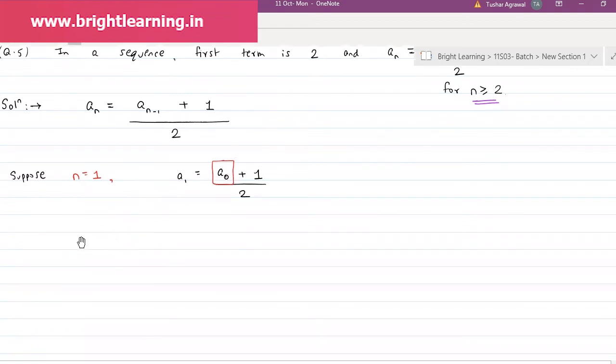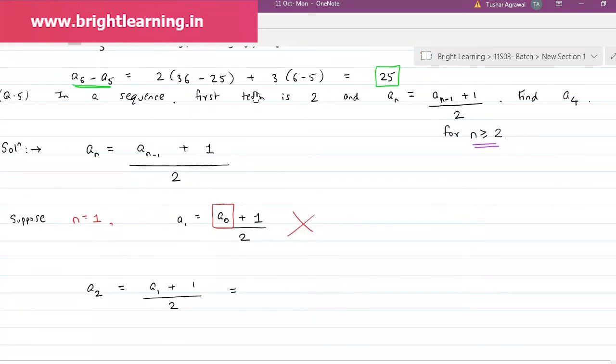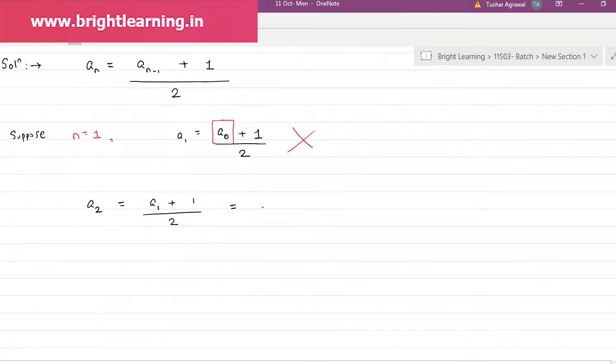So how to calculate a2? a2 will be calculated by a1 plus 1 upon 2. Here, second position equals first position plus 1 upon 2. Is the first position known? Yes, it is my duty to let you know the first position. In the question itself, I have told you the first term is 2. You cannot calculate the first term on your own. It will be equal to 2 plus 1 upon 2. So the second term is 3 by 2.